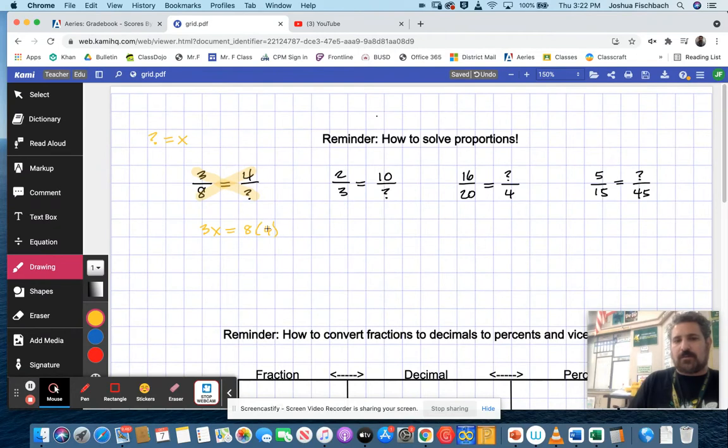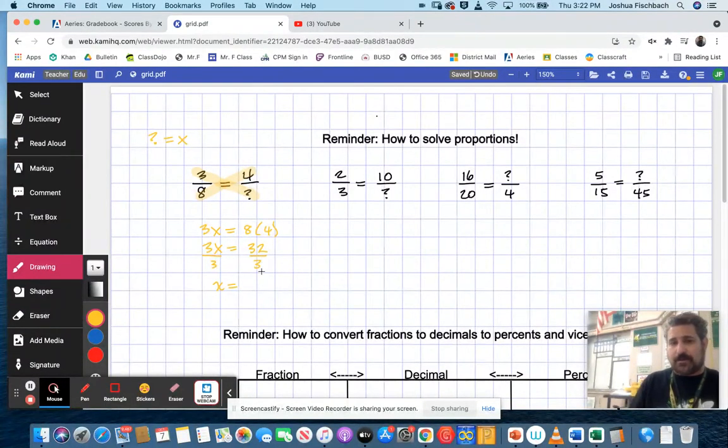Then you're just going to multiply 8 times 4 to get that product. 8 times 4 is 32. And then you're going to ask yourself, how do I get the x by itself? You have to undo the multiplication with division. Remember, whatever you do to the left side, you have to do to the right side. So you're going to divide both sides of the equation by 3. And the answer is going to be that x is equal to 32 thirds.